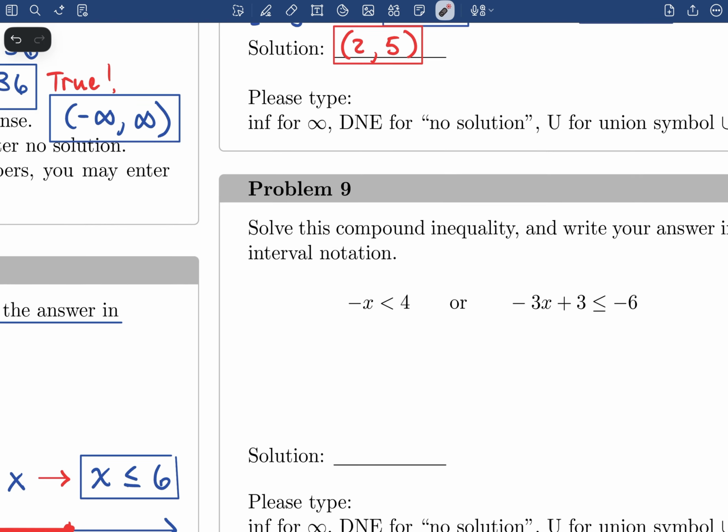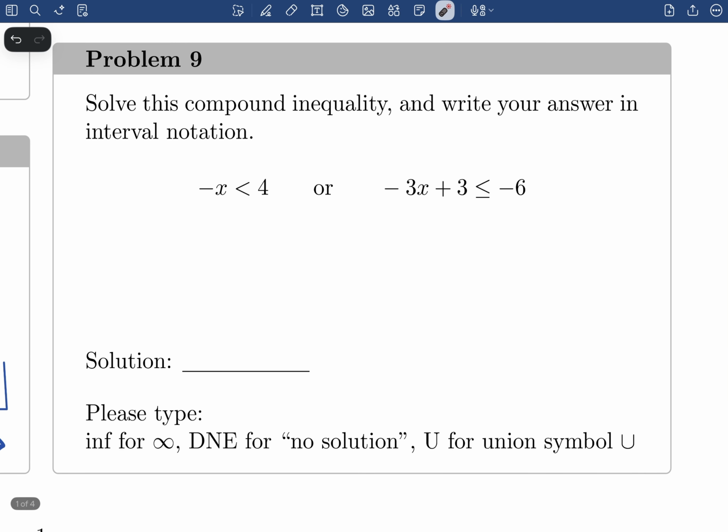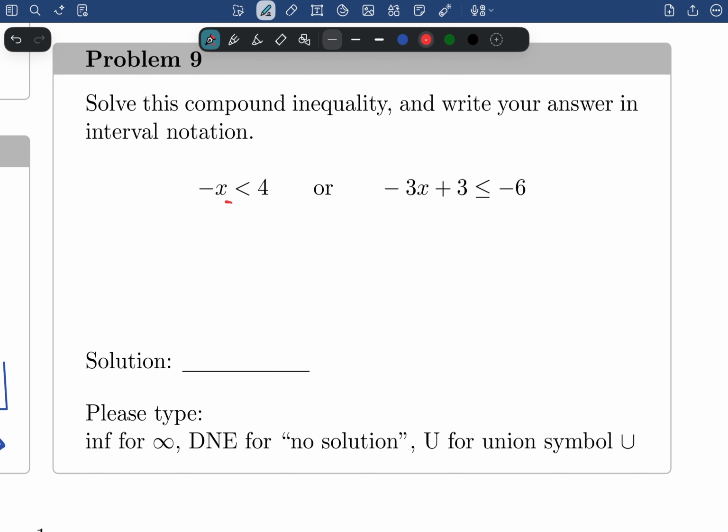Let's proceed forward to problem number 9. Solve this compound inequality and write your answer in interval notation. When I see negative x is less than 4, I divide immediately by negative 1. Because I divided by a negative number across the inequality, I flip the direction of the inequality symbol, and 4 divided by negative 1 is negative 4. So my first solution is x is greater than negative 4. Now I have the word or. Now let's solve the second inequality for x. So I subtract 3 first.